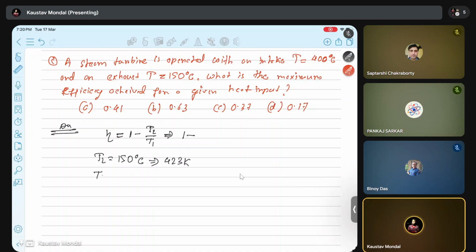Similarly, T1 is the hot reservoir. That is at 400 degrees centigrade, right? So in Kelvin, it would become 673 Kelvin. So it would become 1 minus 423 by 673. To calculate this, it would give you 0.37. Okay, so this is the right answer.